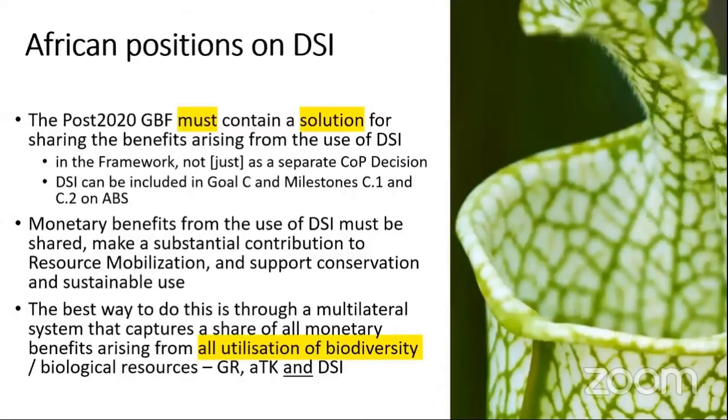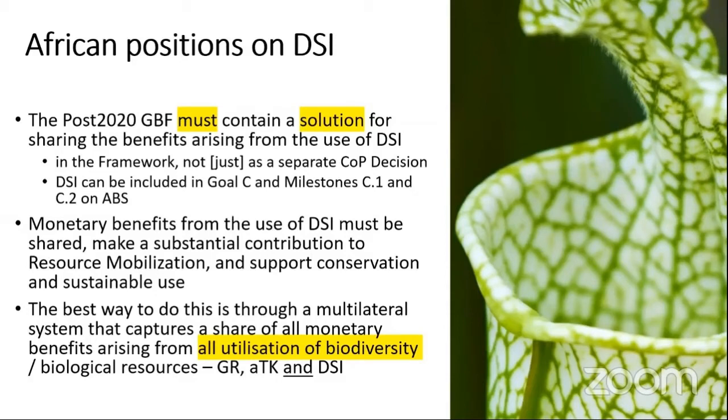So on DSI, Africa has developed some positions, and one of the most important of them is that we have maintained consistently so far that if there's no solution for benefit sharing for DSI in the global biodiversity framework, we will not agree to the adoption of that framework. So no DSI, no framework. And it seems that our negotiating partners are taking this seriously.